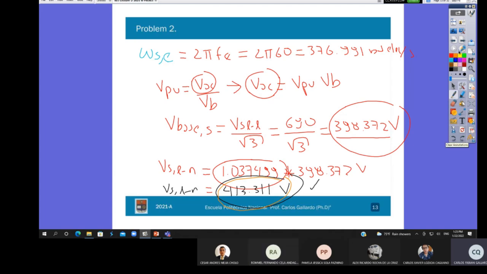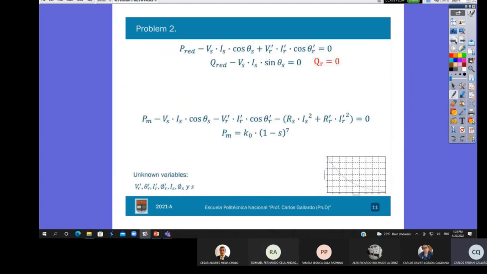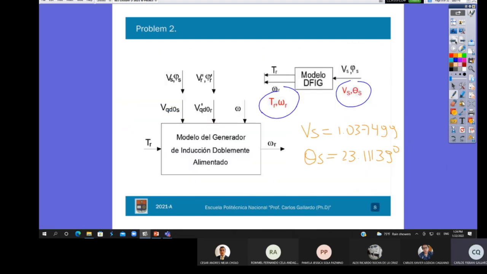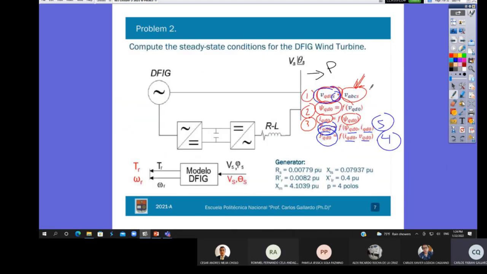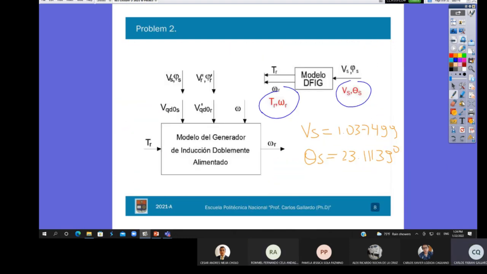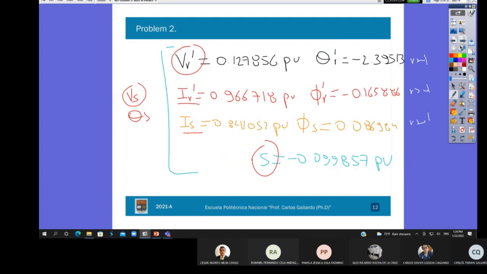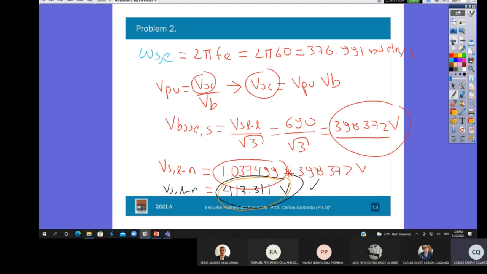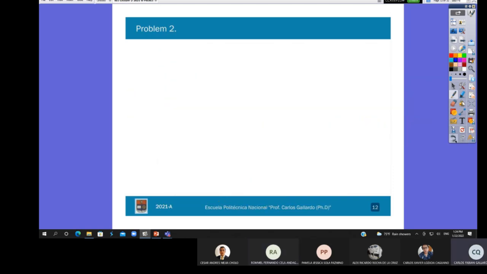But let's make a loop. I am in the first step only, okay? I am in this step. Okay, so let's continue with the rotor side.